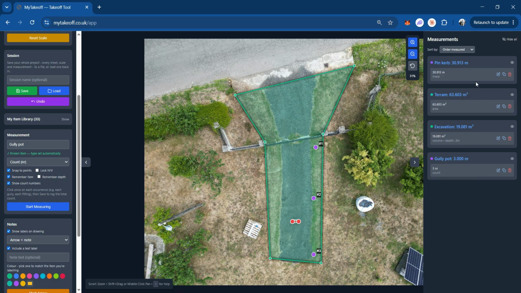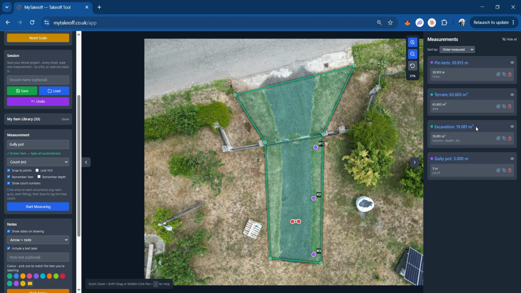So there we go, the 4 common types of measurement that you're going to use. Linear meters for things which go in a straight line or around a curve. Pipes, cables, in this case curbstones. Square meters for things which cover a surface, so turf, paint, Terram in this instance, a geotextile membrane.